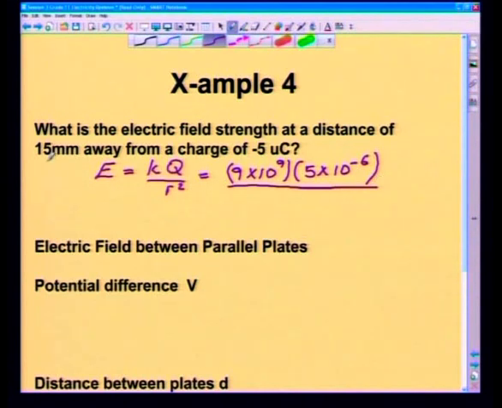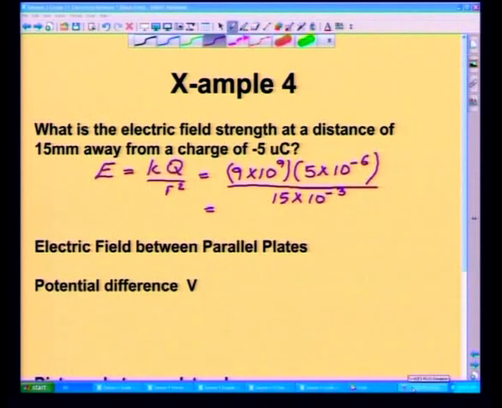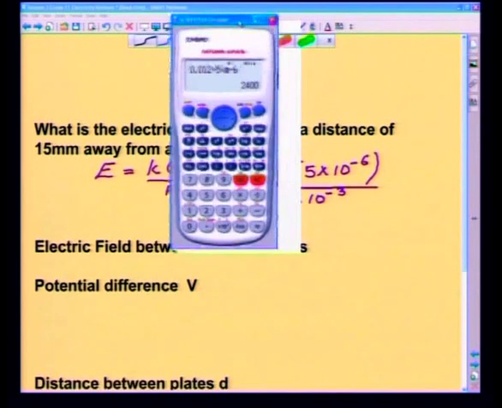Now, we also have 15 millimeters. Now, milli, remember, to convert milli to the right SI unit, we multiply that by 10 to the power -3. So those are the conversions we have made. Now again, I need a calculator to quickly solve this problem. So that's 9 by 10 to the power 9 times 5 by 10 to -6 divided by 15 by 10 to -3. But this has to be squared because it's R squared there.